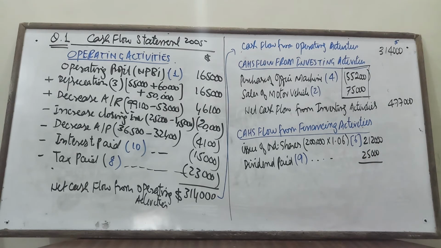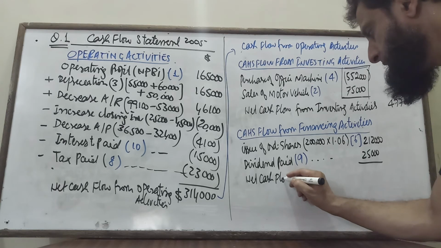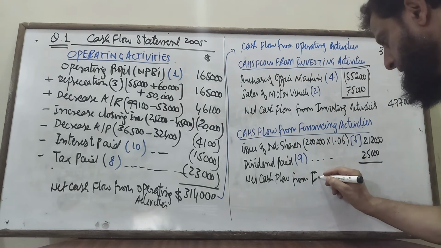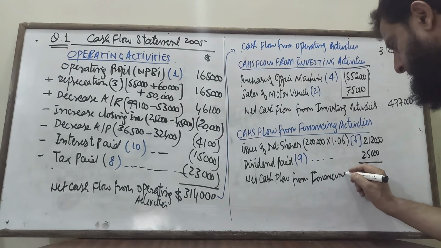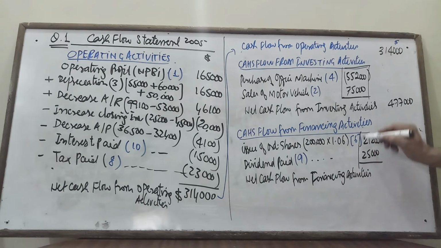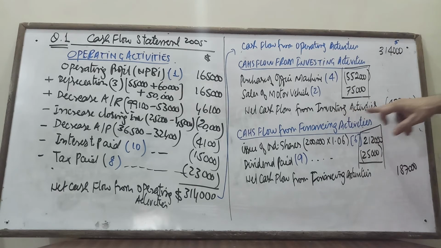Okay. So what is the net cash flow from the financing activity? You can write it here. Net cash flow from financing activity. So we have to take the net effect of these two. Add, minus. This will be equal to 187,000 positive. And this is the negative, because the cash outflow was more than the cash inflow. The net cash flow from investing activity is negative.